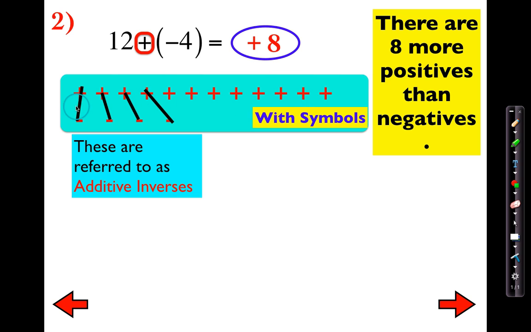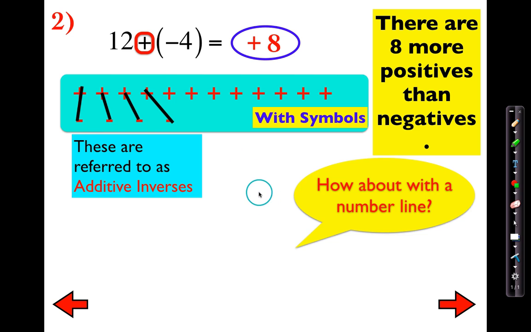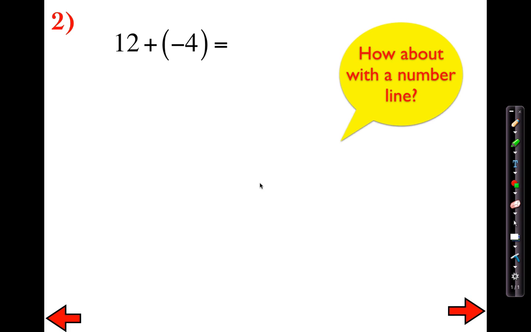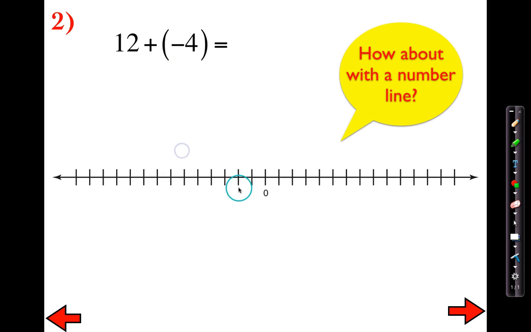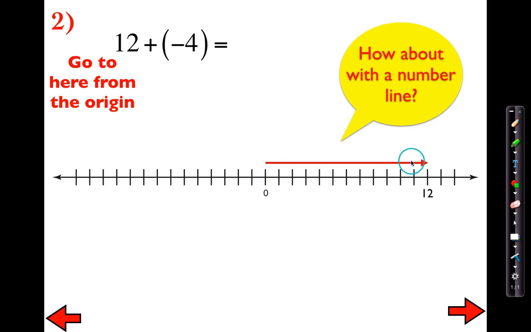And once again, please note that these zero pairs can be referred to as additive inverses, right? They're positives and negatives, and their sum is 0. So by definition, they are additive inverses. Now let's check out a number line. First we're going to start at the origin, and we're going to go all the way to 12.